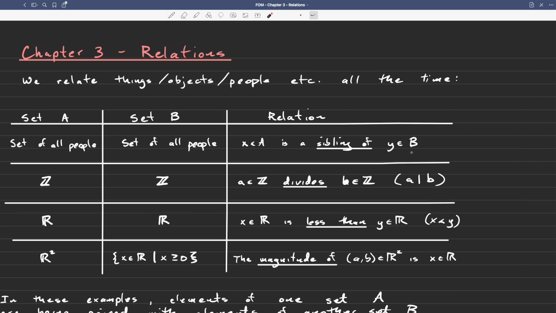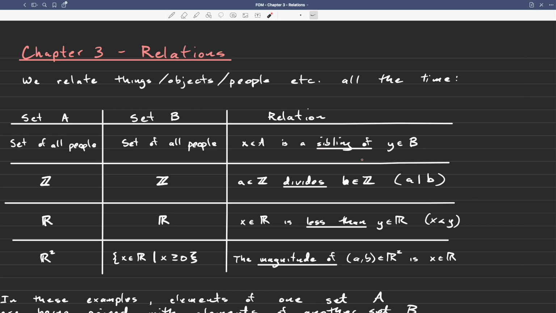When we go to write down a formal definition for what a relation is, order is going to matter. Now, in this particular example, order doesn't matter so much, because if x is a sibling of y, it's also true that y is a sibling of x, right? So you can interchange x and y here and it doesn't change the meaning of the expression. However, if instead of sibling I said father, then you would see that order matters a lot, right? If I say x is the father of y, that's not the same as y is the father of x.